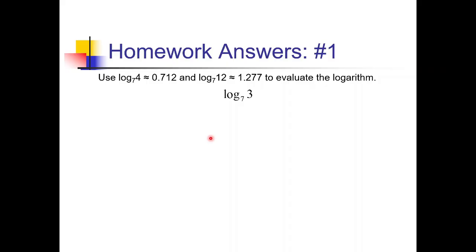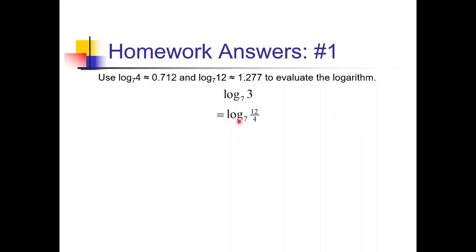For the first couple problems here, we're given some defined values of logs, log base 7 of 4 and log base 7 of 12, and we have to use these to evaluate this other logarithm, in this case log base 7 of 3, using some of our properties of logarithms. So the question is, how can I express 3 as a product, quotient, or some kind of power that involves a 4 and a 12? Well, 3 is 12 divided by 4, so maybe if we change it into that, we might get somewhere.